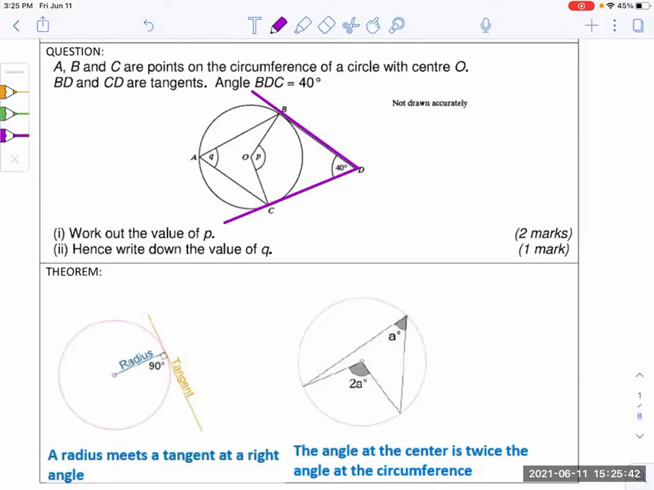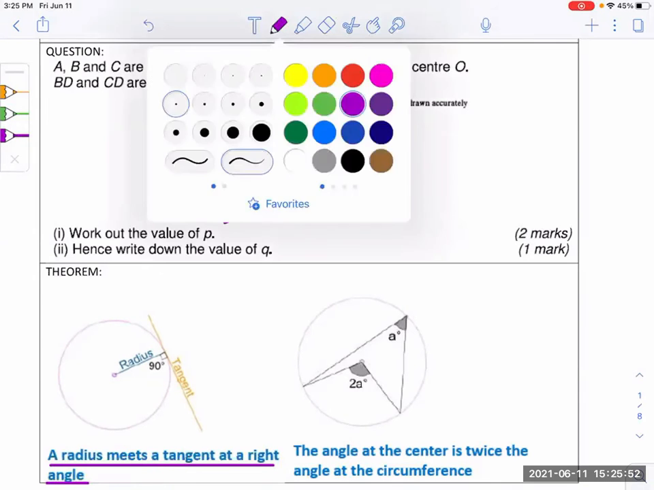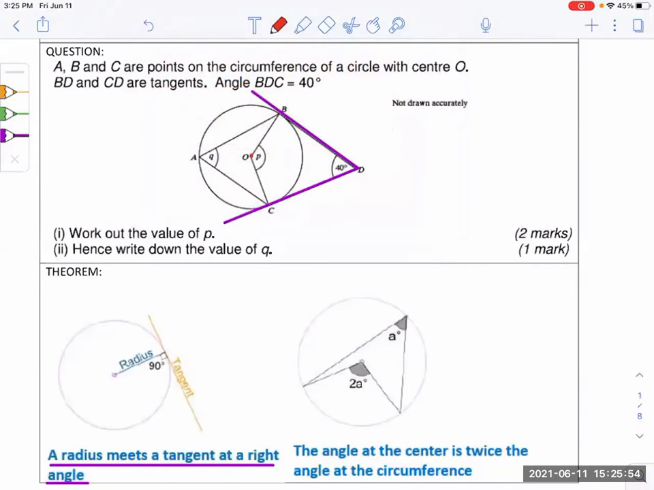Yes, miss. Right. Now, the theorem says a radius meets the tangent at a right angle. So this from the center O to the circumference, this angle here is a right angle. Do you all see that? Yes. So if this is the right angle, what is the measure of P?